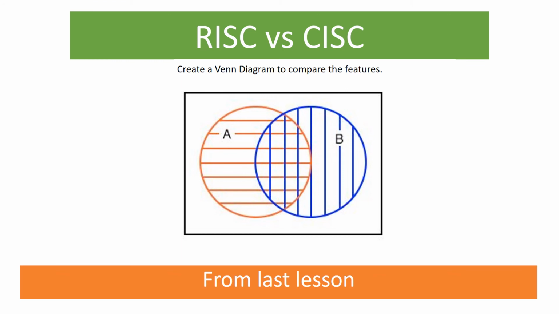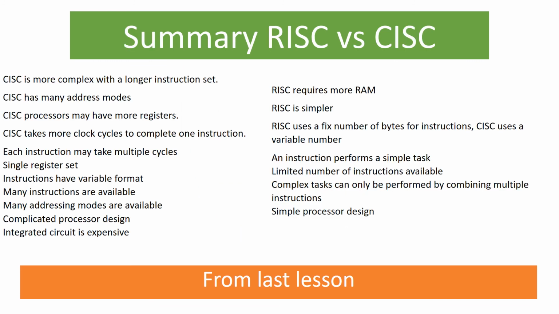Okay, let's think about some of the commonalities. Well, first of all, they both store instructions in RAM. We know this. They're both types of processors. There are lots more that you might use, and I want you to try and think about those and then go back through your notes and make sure you have clearly identified the differences. Here is our summary from last lesson. If you've missed any of these from your RISC versus CISC Venn diagram, can you go and add these now?